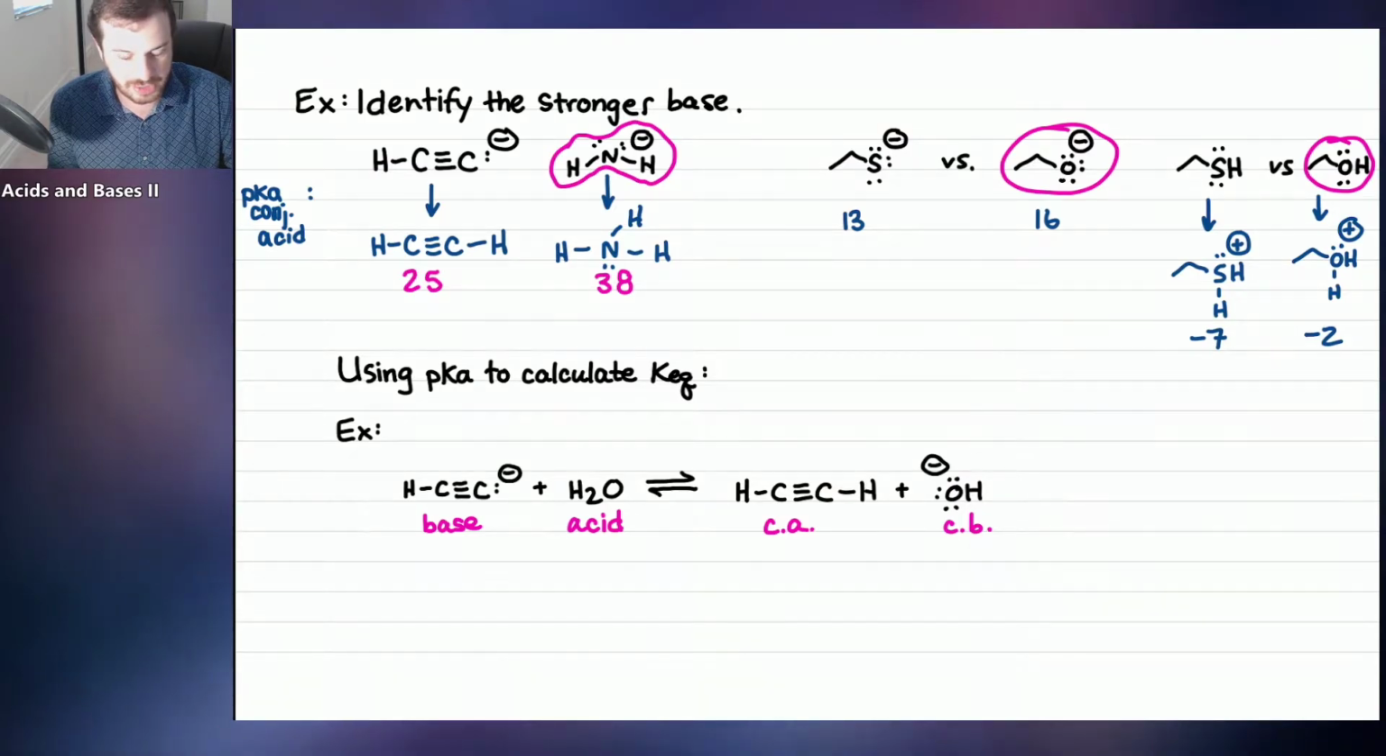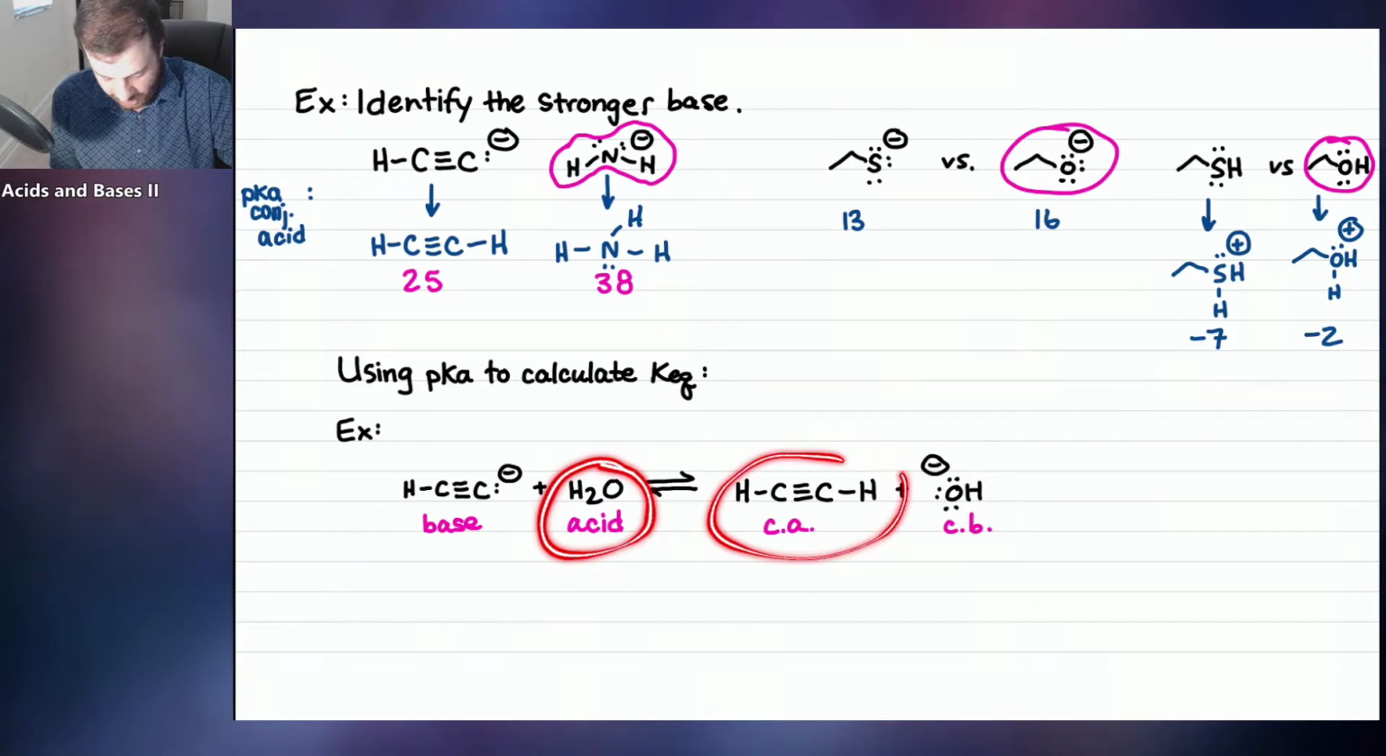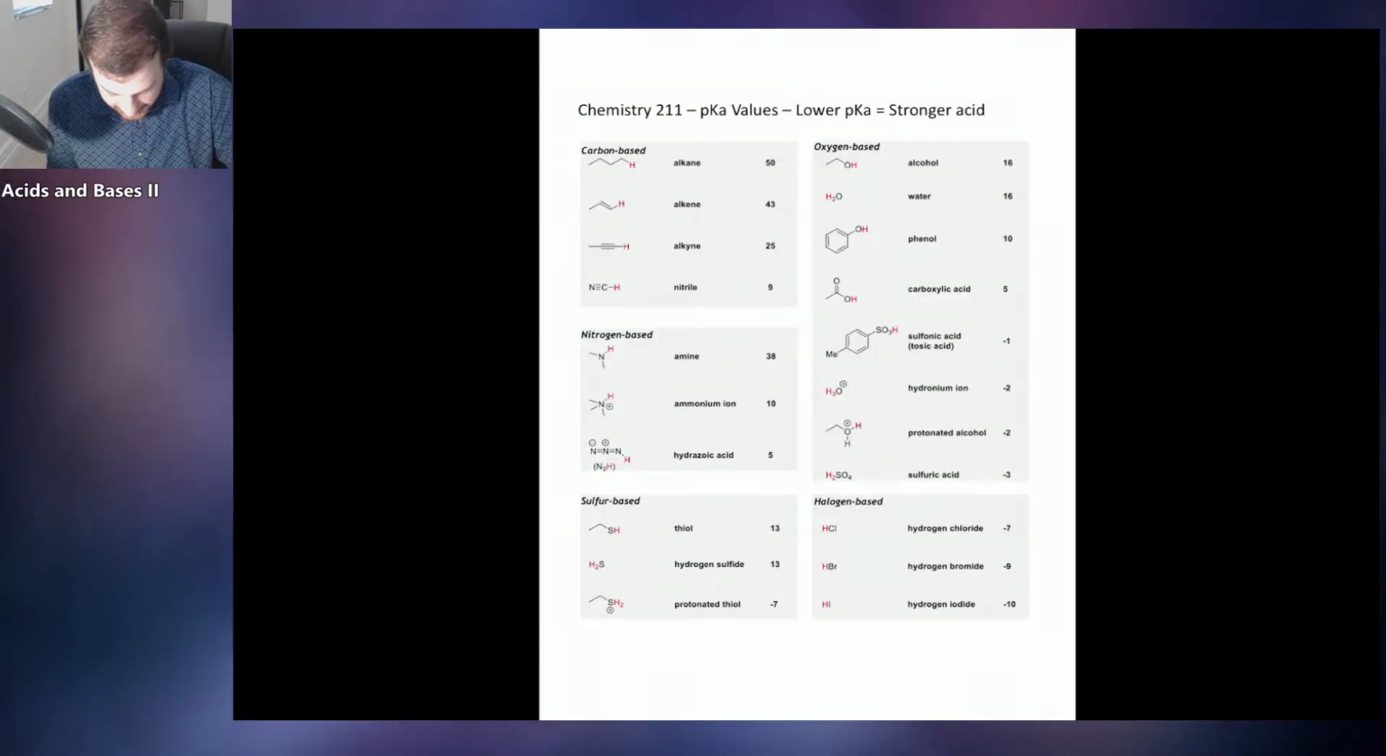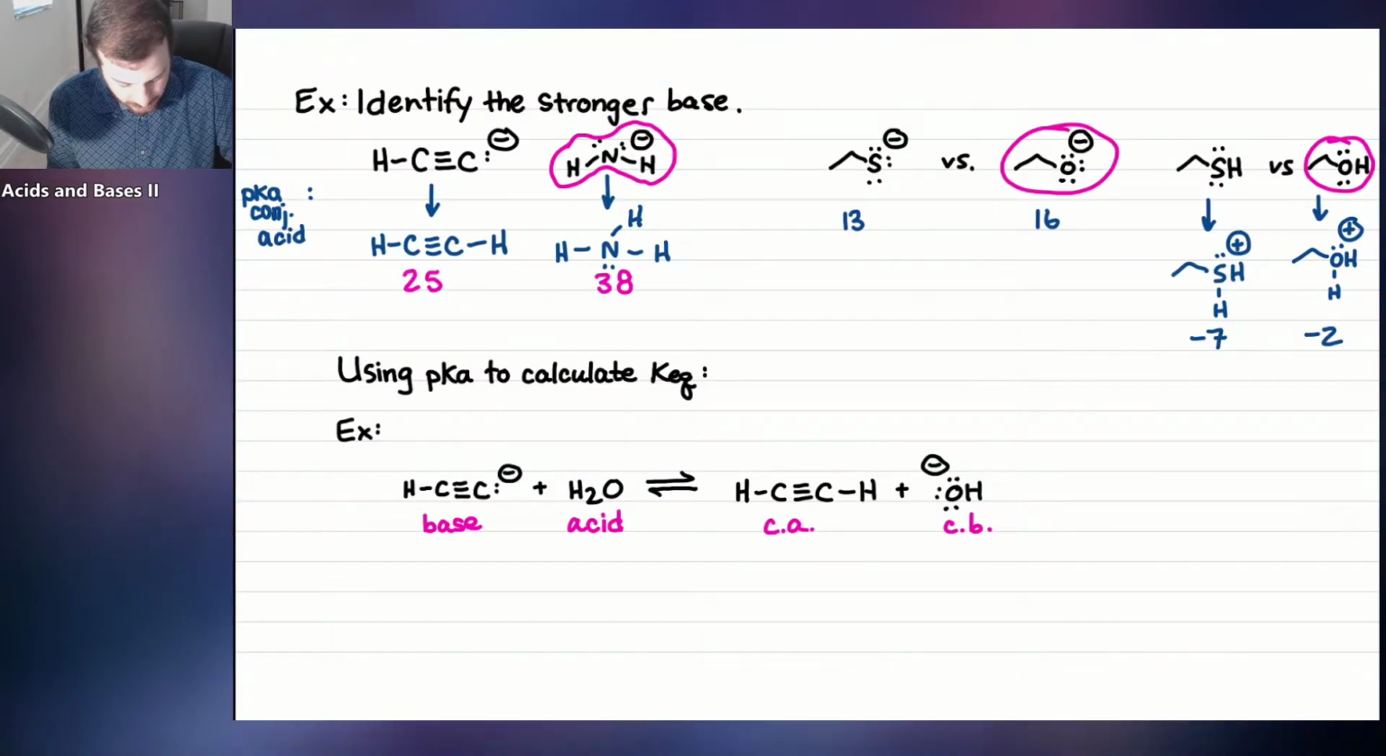To calculate KEQ, it is so easy. You simply look up the pKa's of the conjugate acid and the acid. So water has a pKa on our pKa table of 16. So we'll just go ahead and write that down here. So water has a pKa of 16. And then we'll also look up the pKa of our conjugate acid. Our conjugate acid is an alkyne. It has a pKa of 25. We just saw that on the pKa table just on the top of this page.